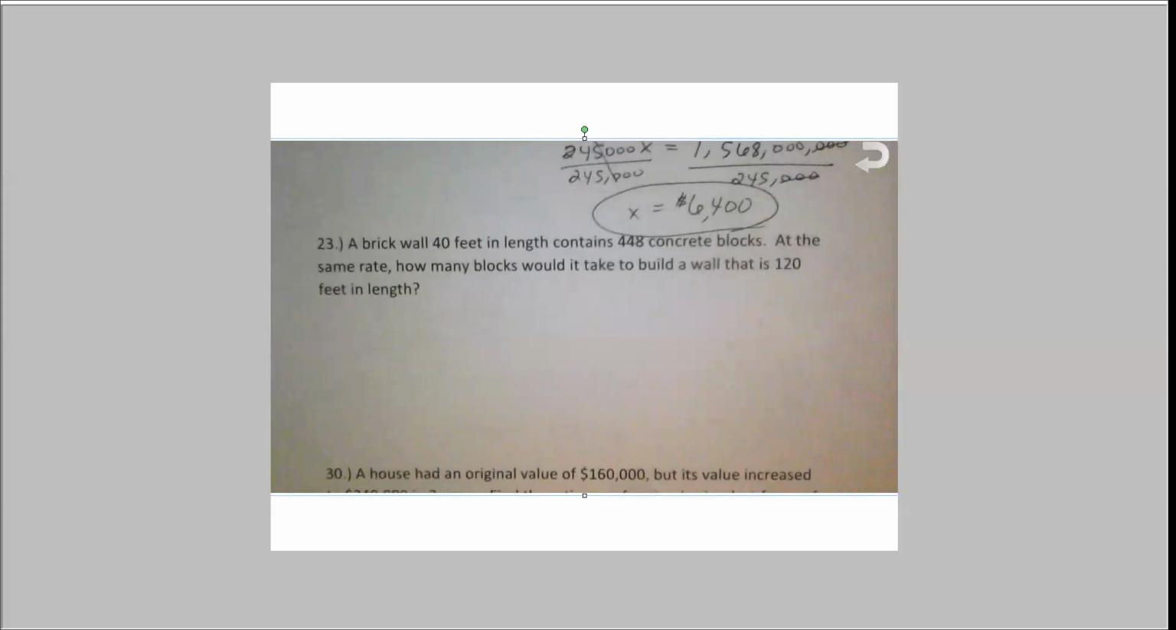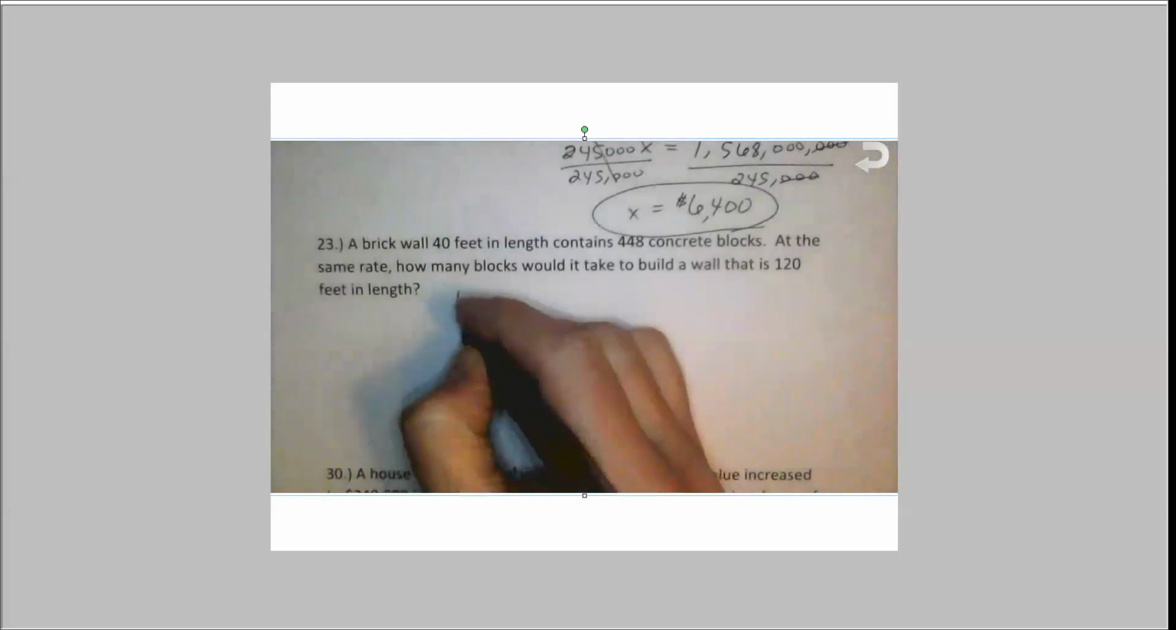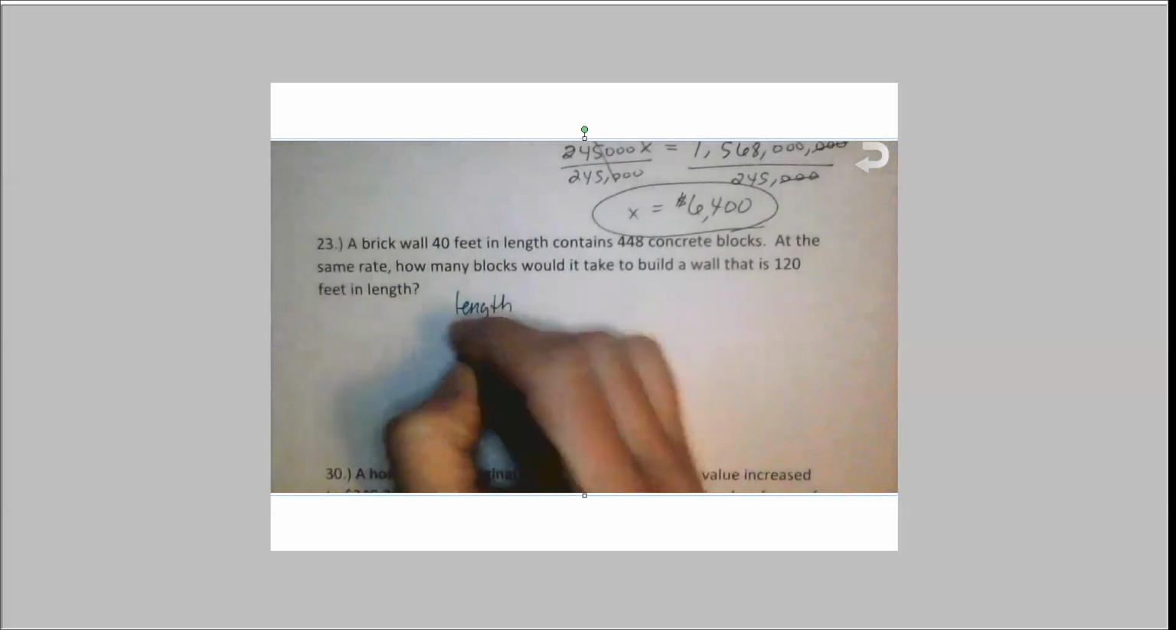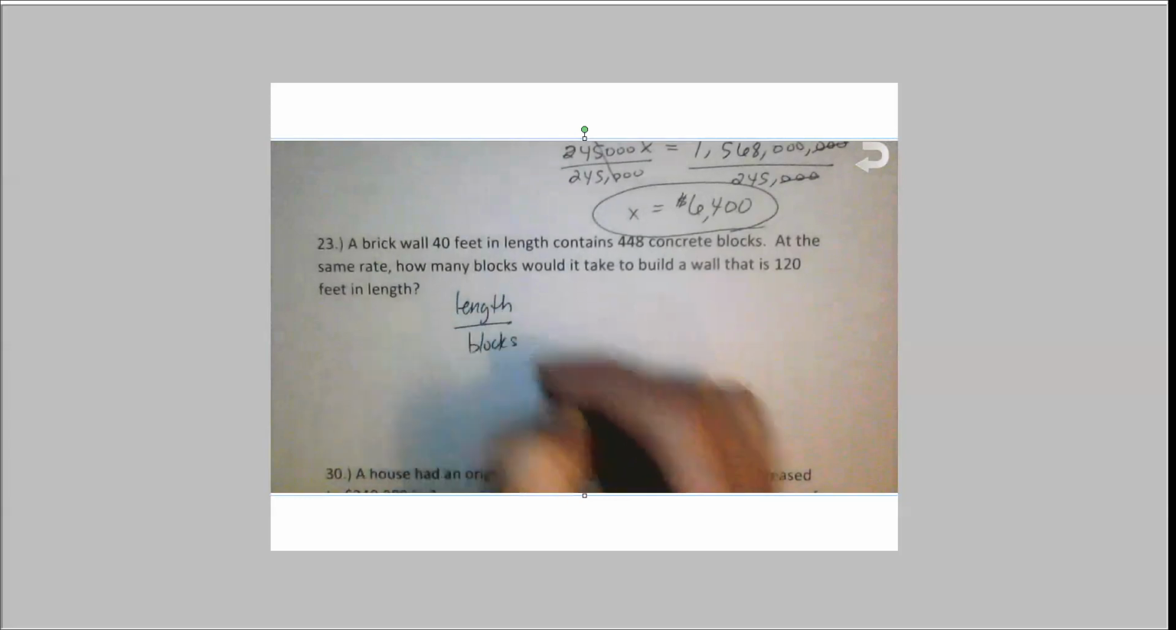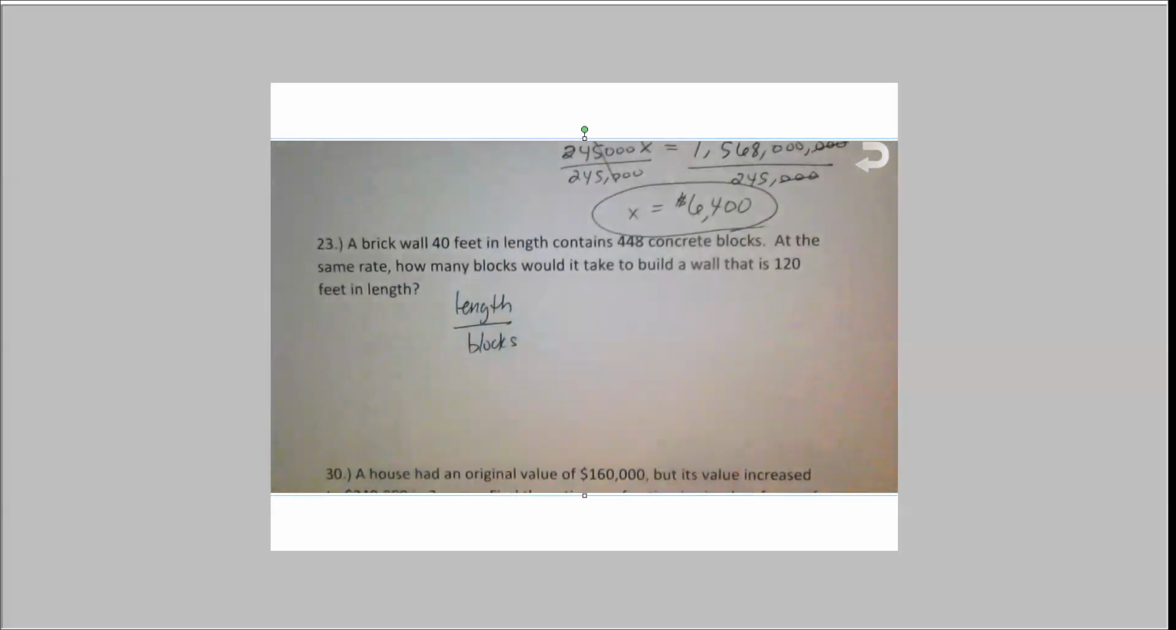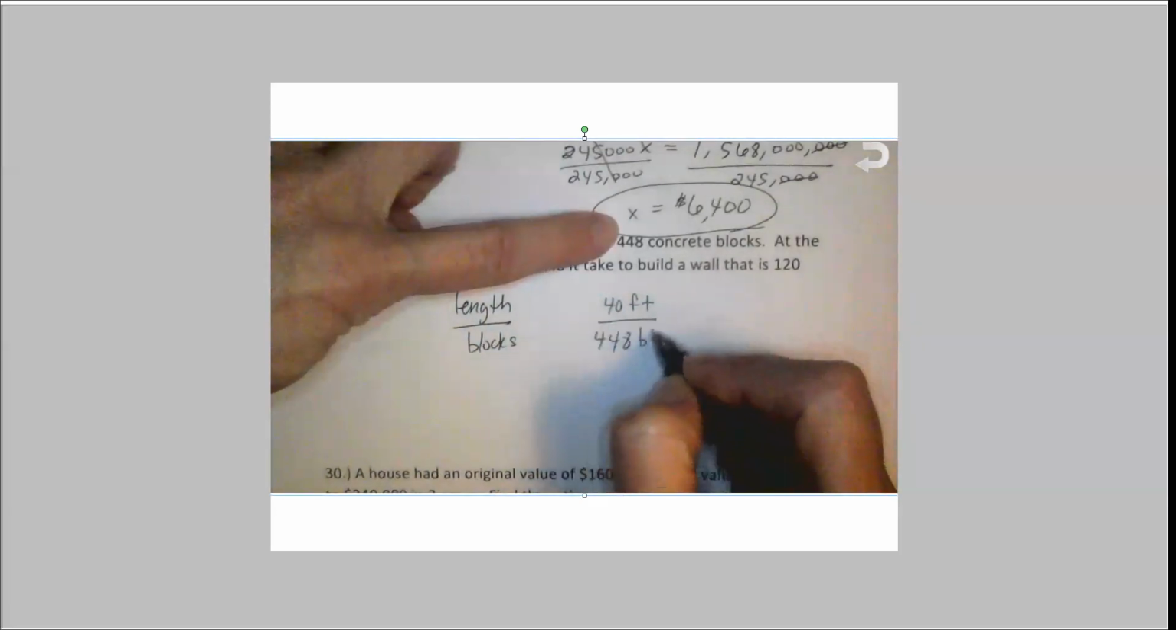Number 23 says a brick wall is 40 feet in length and it contains 448 concrete blocks. So at that same rate, how many blocks would it take to build a wall that is 120 feet in length? So they're giving me the length of that wall and then the number of blocks that are required to form that wall. In the first set of information, we have a 40-foot wall and 448 blocks.